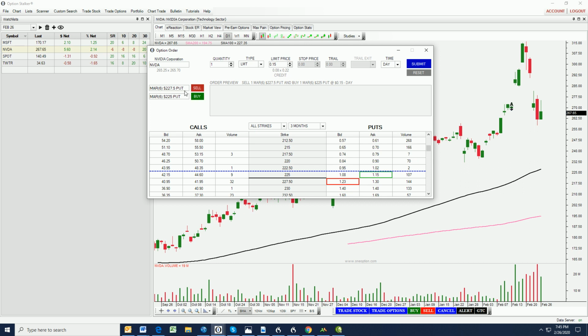So this order is to sell the NVDA March 6, 227.50 puts, buy the March 6, 225 puts, and do this spread for a 50-cent credit. So that is spread number 2 that we're going to be trying to get done. I think the chip demand for NVIDIA is going to continue to be very, very high. So many different applications that they're using their chips for. So I like it.